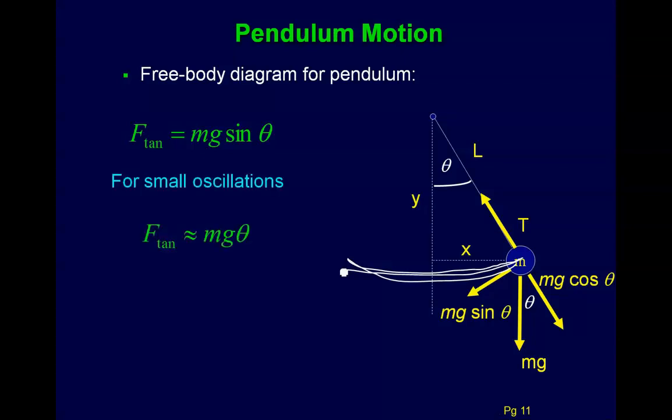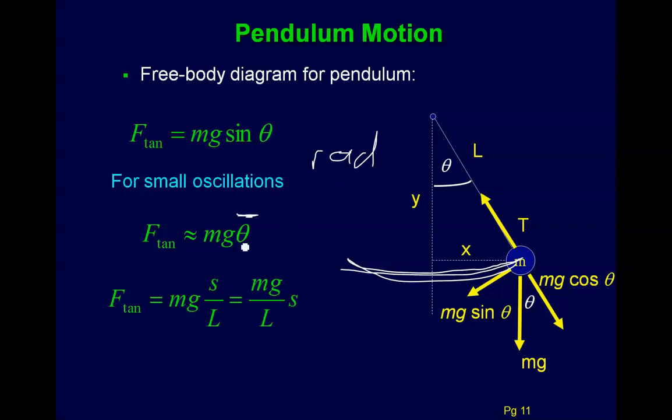Now, for very small oscillations, sine of theta equals theta. So for a very, very tiny angle, sine of theta and theta are the same. If you want to check that out, you can, but make sure you use radians, otherwise it won't work. It only works if you're in radians, just because degrees are kind of a tricky thing to deal with.